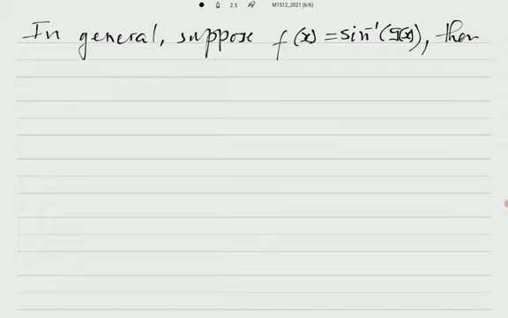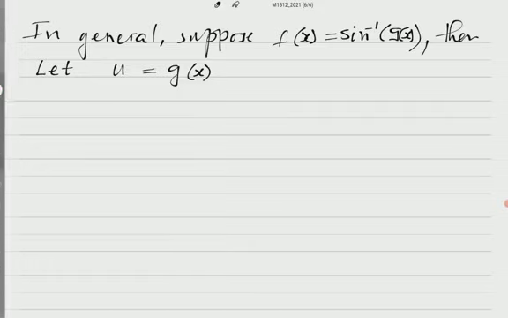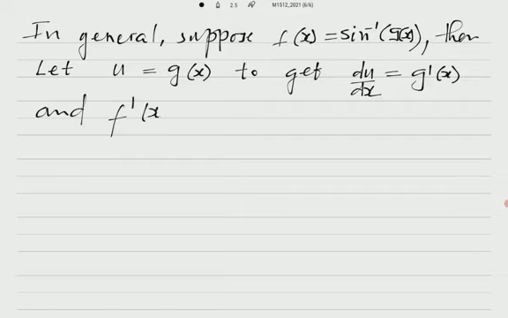Then what do we do? The first thing you can do is let u be equal to g of x, to get du/dx equal to nothing but g prime of x, and now it means f prime of x. Now we can apply the chain rule.